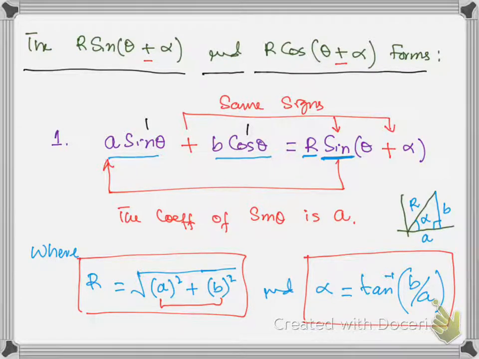So this is the formula of r. It is basically Pythagoras, a square plus b square. I explained this thing here. So if we have this as r, the hypotenuse, this is alpha, and this is a and this is b, we can use Pythagoras to get r, and we can use tan inverse b upon a for alpha.